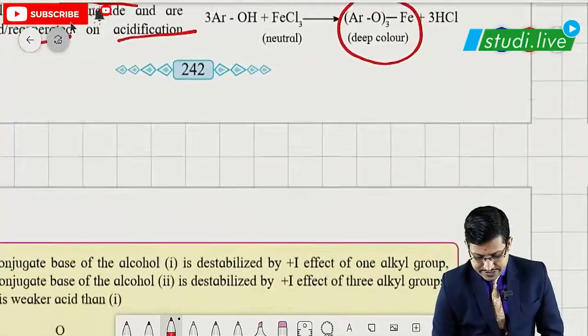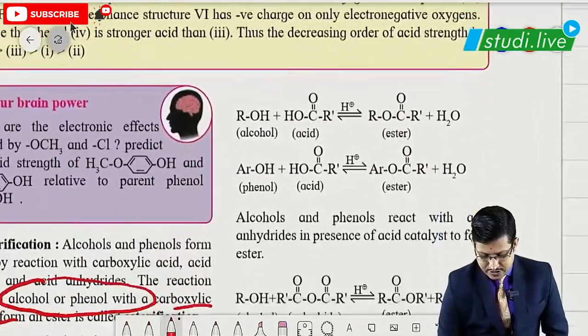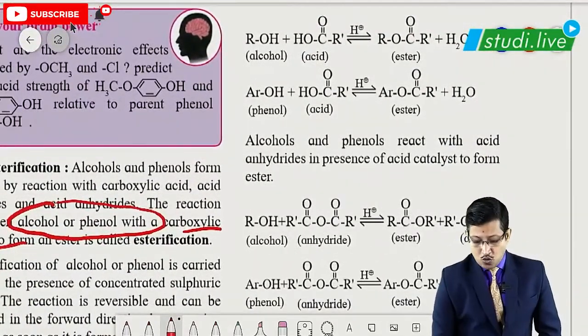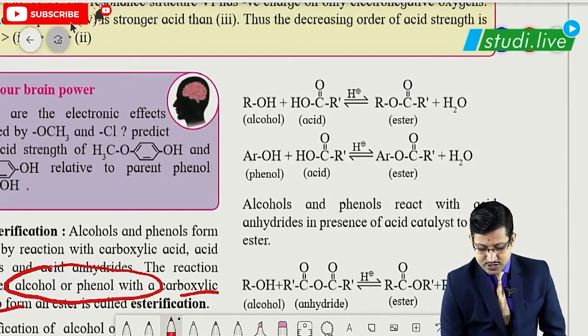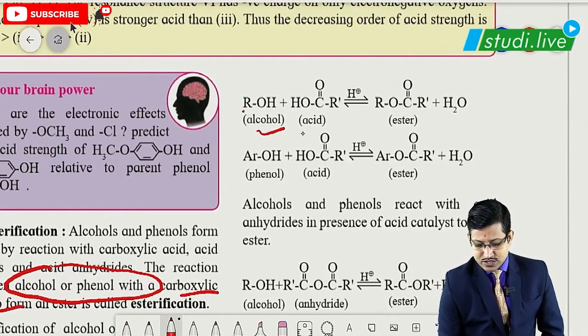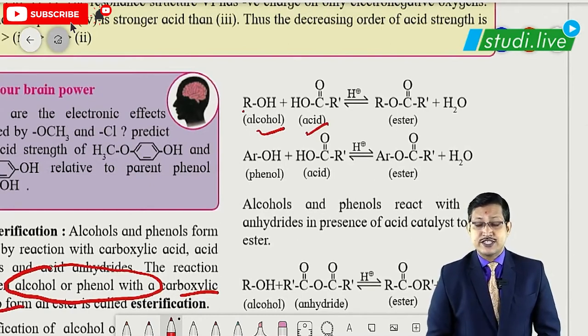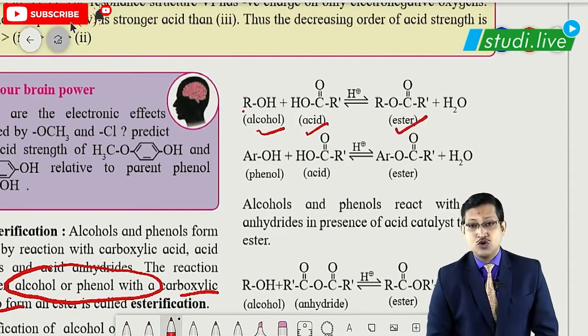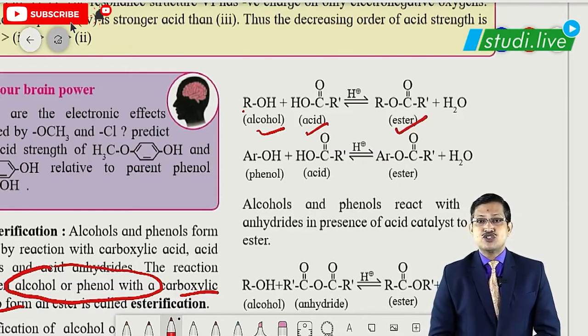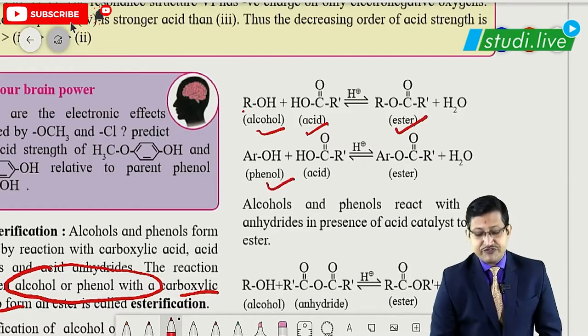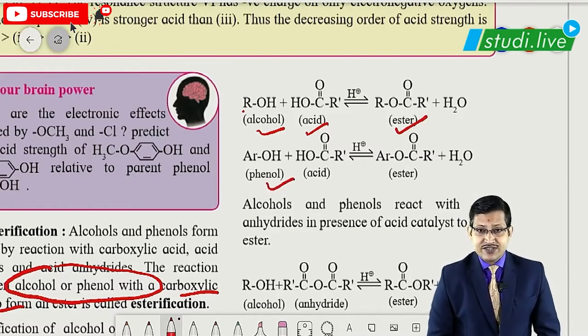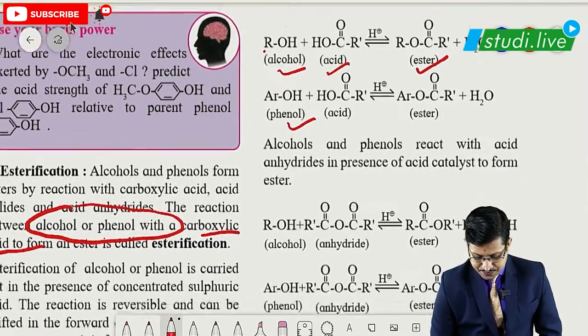Now here in this esterification reaction, we can see it is ROH plus RCOOH. This is ROH, that is alcohol, this is carboxylic acid, and this gives you the formation of RCOOR. What is that RCOOR? That is the ester being formed. Same way, this is a reaction for phenols. Again, phenols react with acid to give you esters.